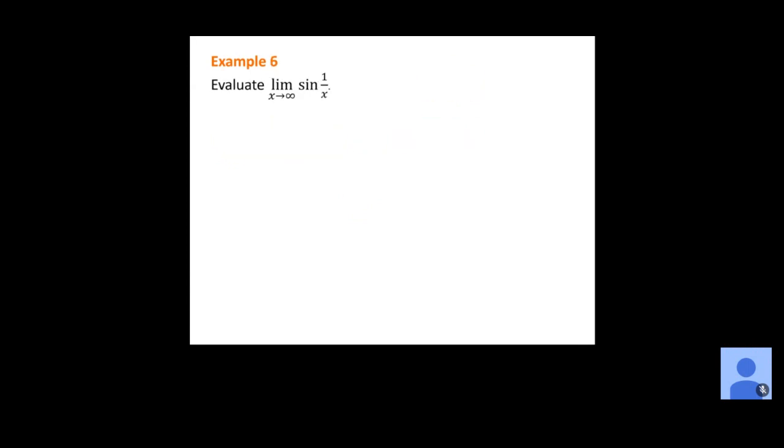All right. Now we want to take the limit as x approaches infinity of sine of 1 over x.